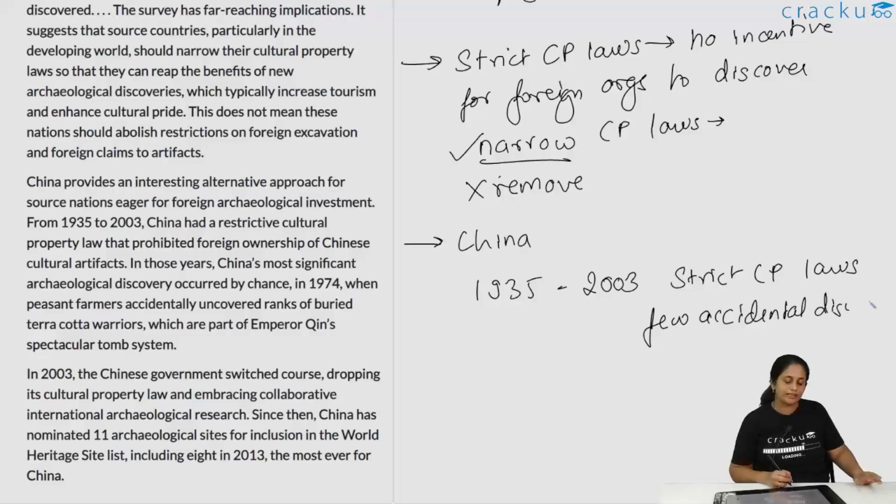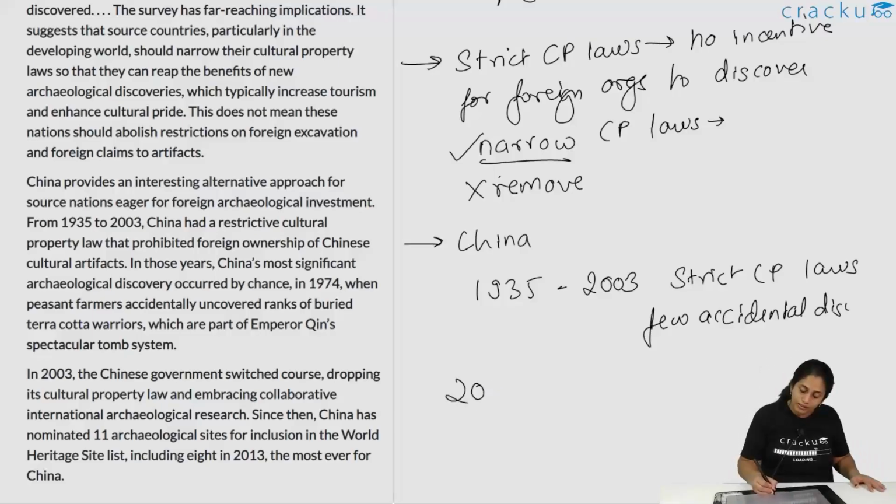In 2003, the Chinese government switched course, dropping its cultural property law and embracing collaborative international archaeological research. So this is what the author is saying, a middle path where you collaborate with international archaeologists to allow them to keep those archaeological findings for some time so that they can study them as such. Since then, China has nominated 11 archaeological sites for inclusion in the World Heritage Site list, including 8 in 2013, the most ever in China.